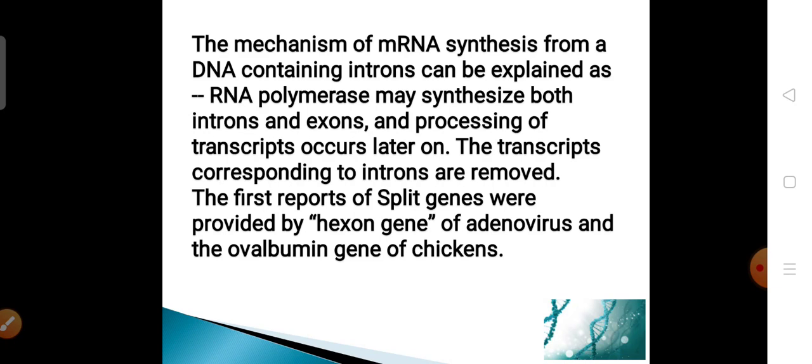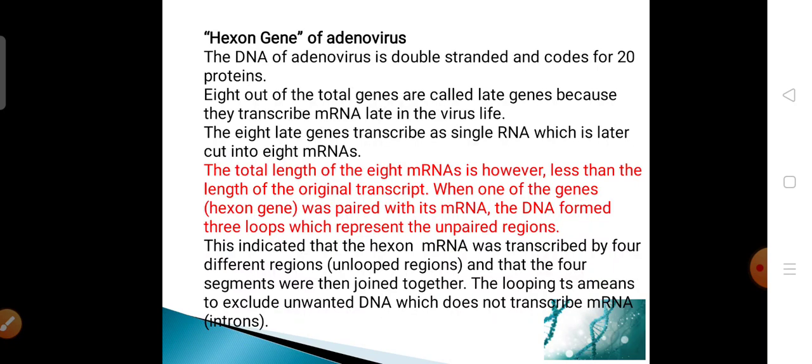The first report of split genes was provided by the Hexon gene of adenovirus and the albumin gene of chickens. So these are the two examples where split genes were first found: the Hexon gene of adenovirus and the albumin gene of chickens. Now let us discuss the Hexon gene of adenovirus.